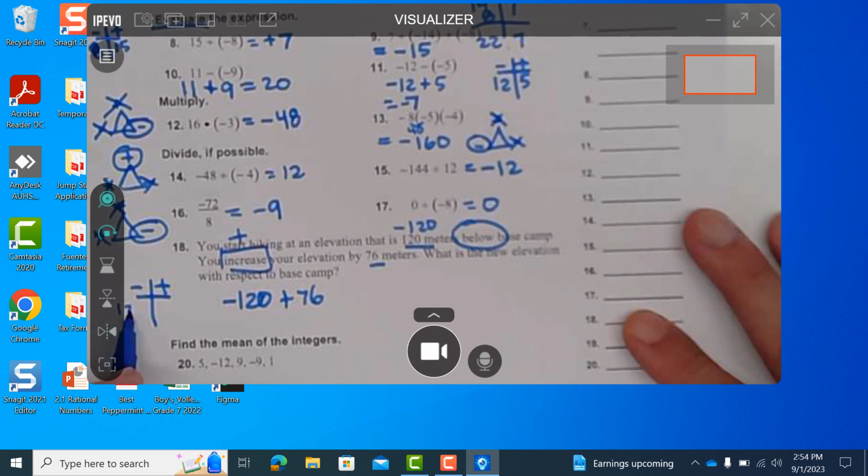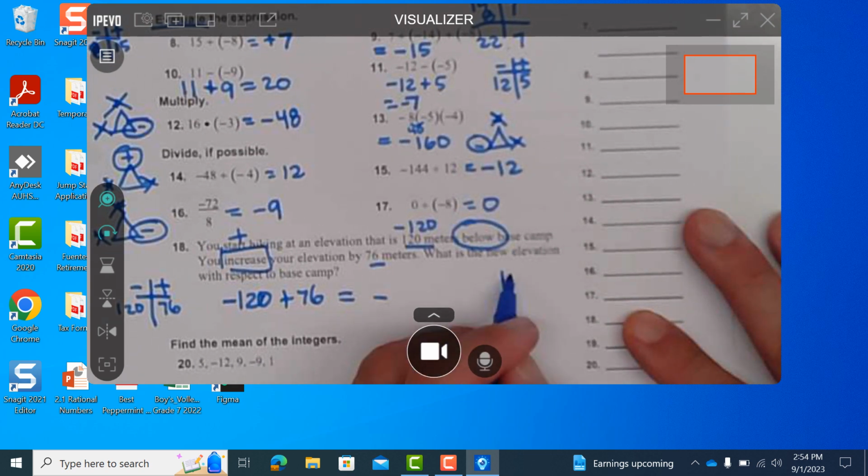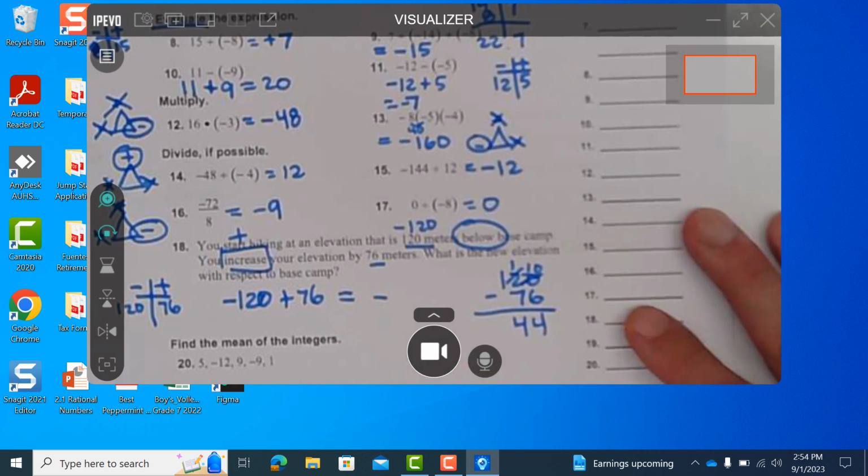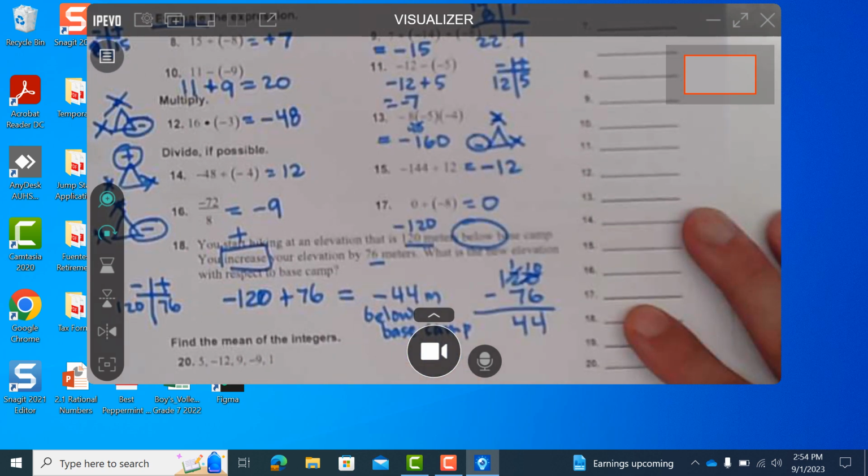120 is negative, 76 is positive. That means we subtract. Our answer is going to be negative, and 120 minus 76 looks like 44. So our answer is negative 44 meters below base camp. Okay.